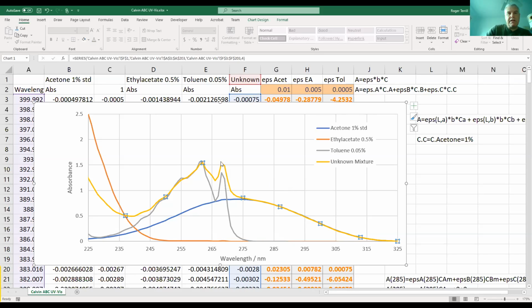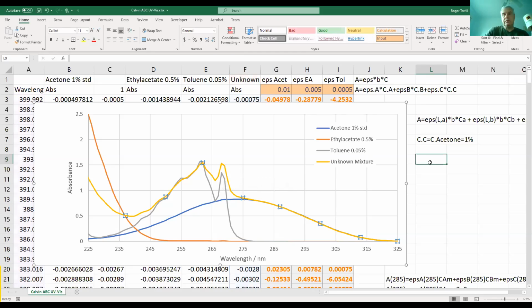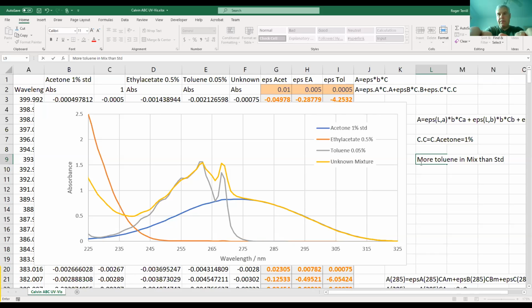So based on this piece of information, would you say that there is more toluene in the mixture than there is in the standard? Yeah, because higher absorbance. Yes, exactly.